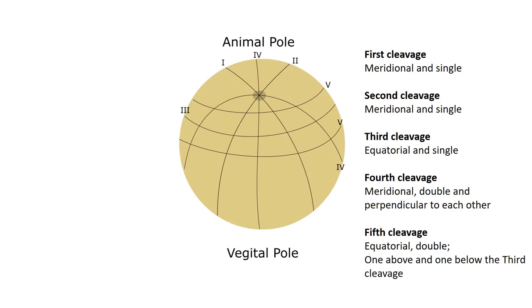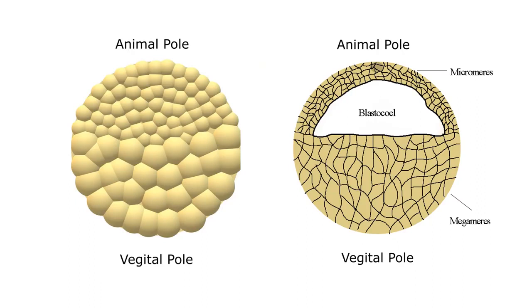In frog embryo, up to fifth cleavage, the cleavages are synchronized. After that, the cleavages become haphazard. There is no synchronized cell division. On the left, you will see how blastula looks after so many cleavages. On the right side, you will see a section through a blastula.